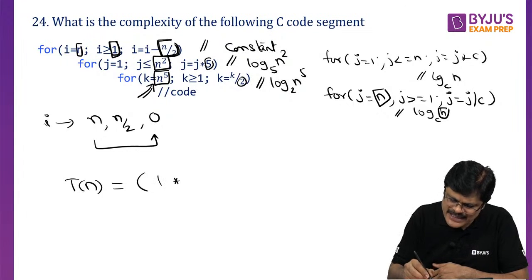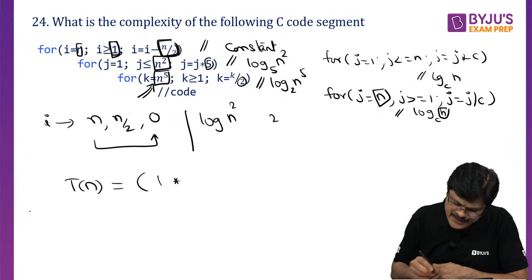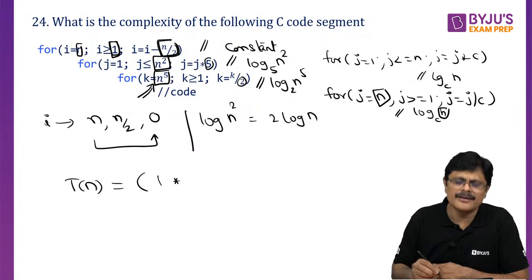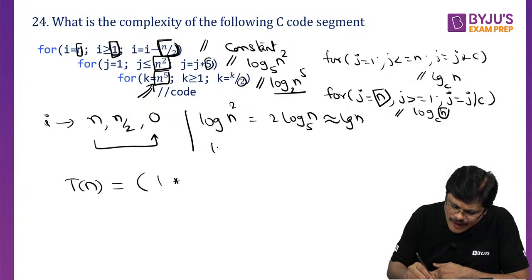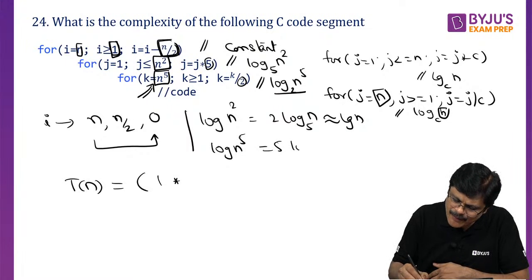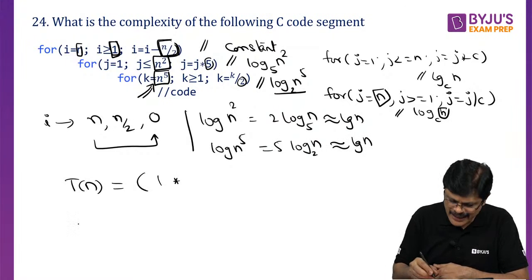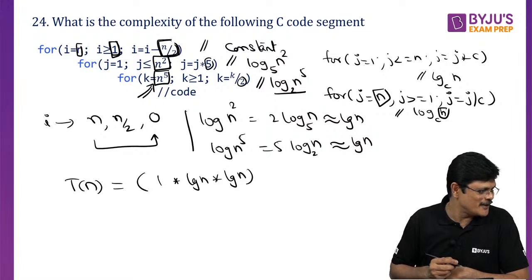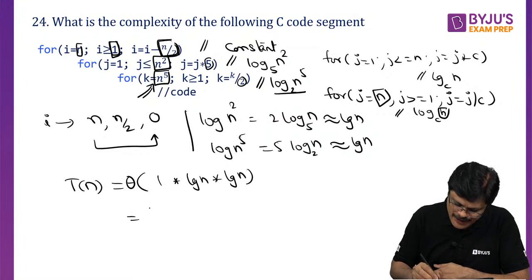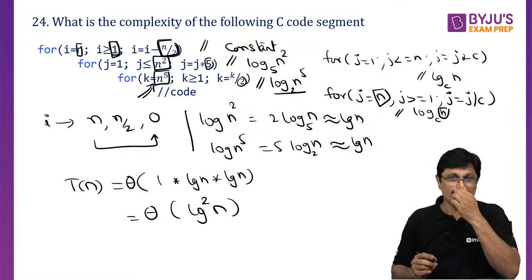The first is 1. Next, log n square can be written as 2 log n, whatever the base. So it is approximately log n only. And what about log n power 5? It will be 5 log n to the base 2. Ignore the coefficient, this also becomes log n to the base 2. So the second one is log n, and the third one is also log n. So what happens? Theta of log n whole square, or we can also write log square n. Okay, please remember this.